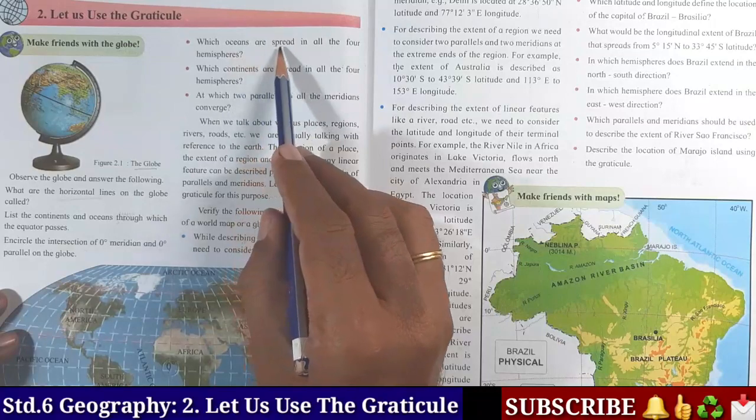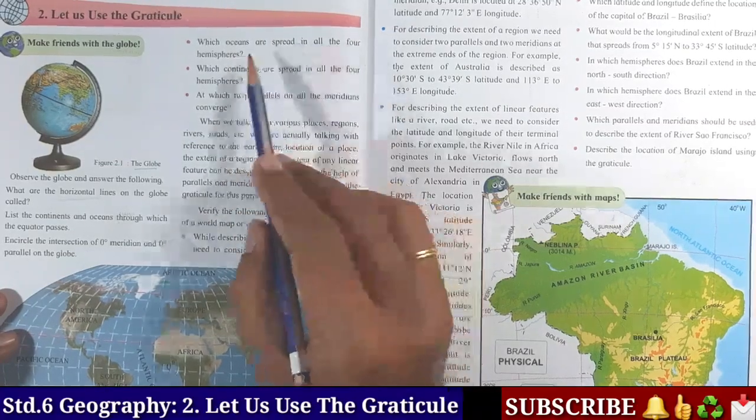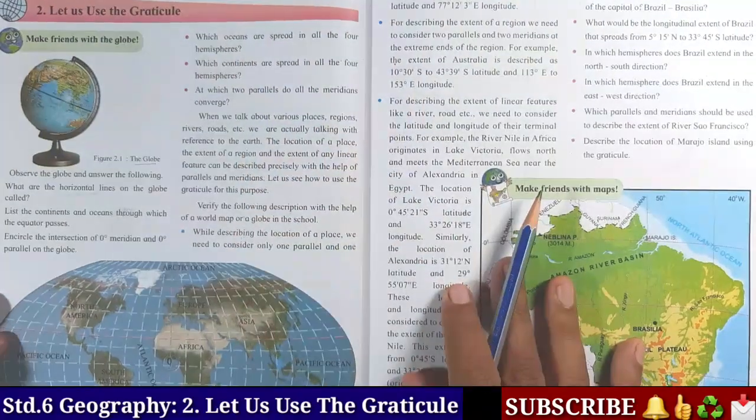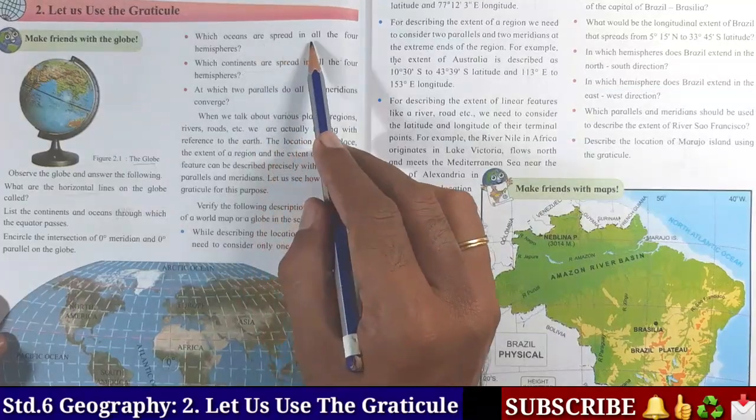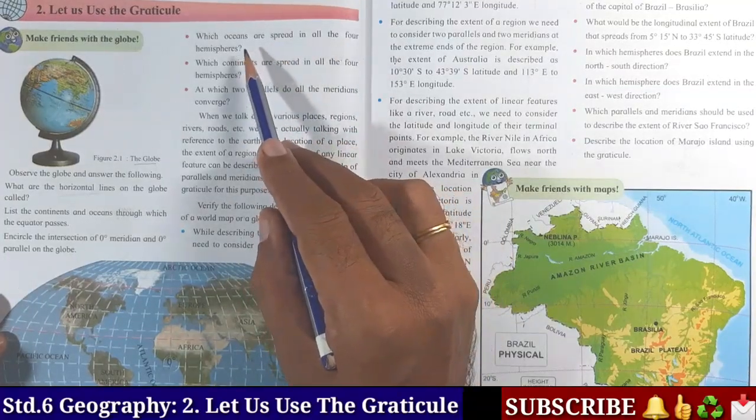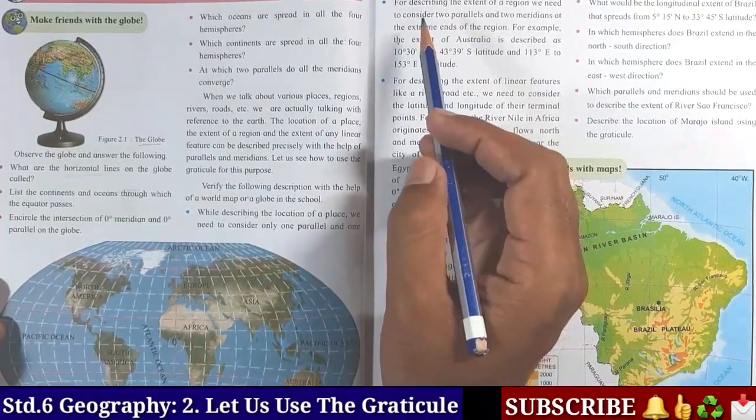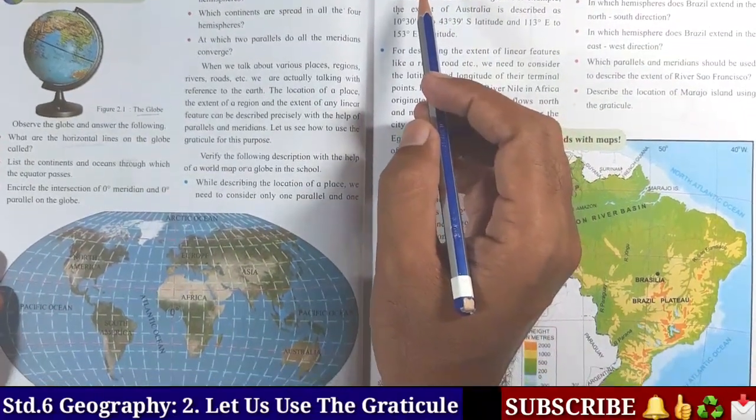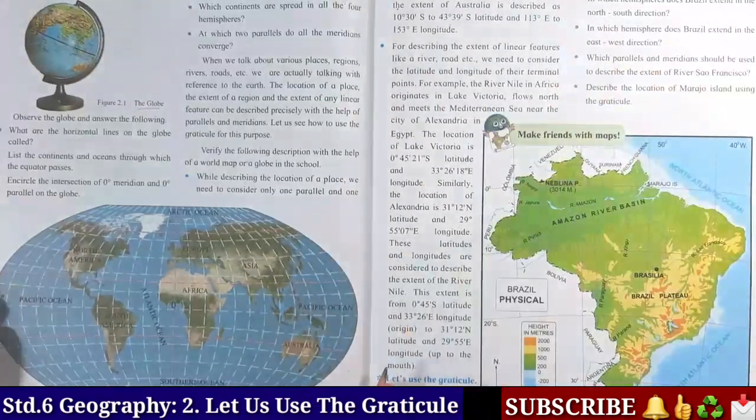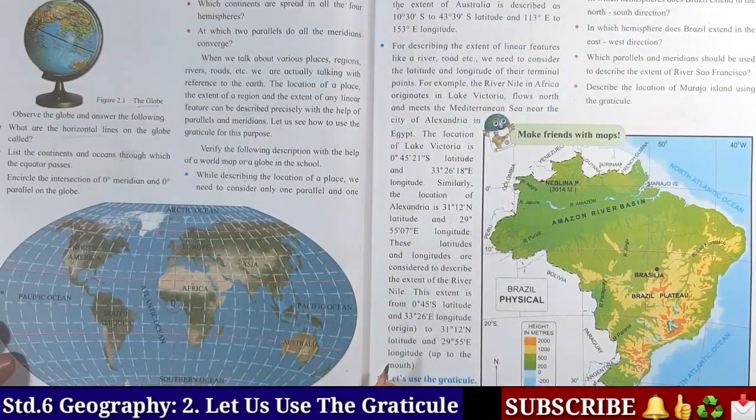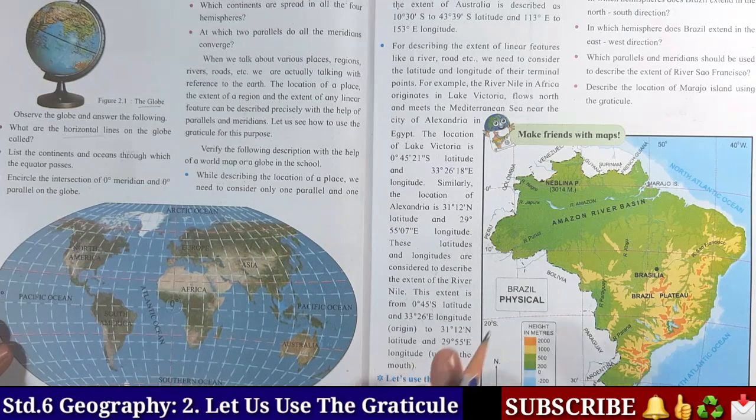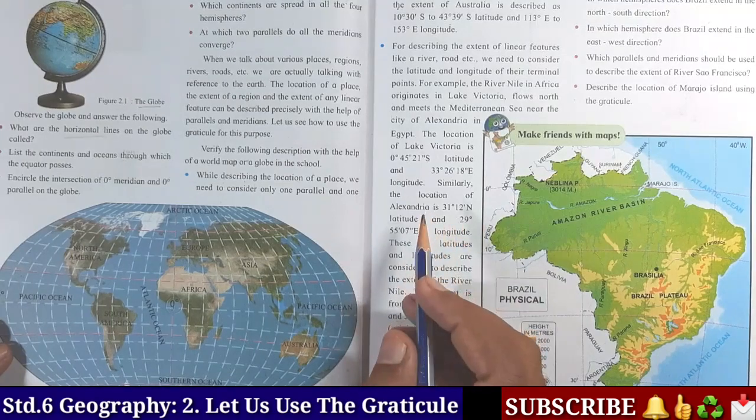Which oceans are spread in all the 4 hemispheres? Yes students, which oceans are spread in all the 4 hemispheres? Now what we have to find out is the oceans that spread in all the 4 hemispheres. Students, first of all I would like to tell you about the hemispheres. There are 4 hemispheres: northern hemisphere, southern hemisphere, western hemisphere and eastern hemisphere.